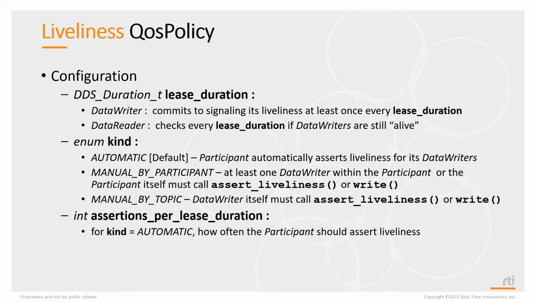Assertions per lease period. Assertions per lease period is only used when you have the automatic kind. And this, together with the lease duration, actually determines how often the participant will assert liveliness.